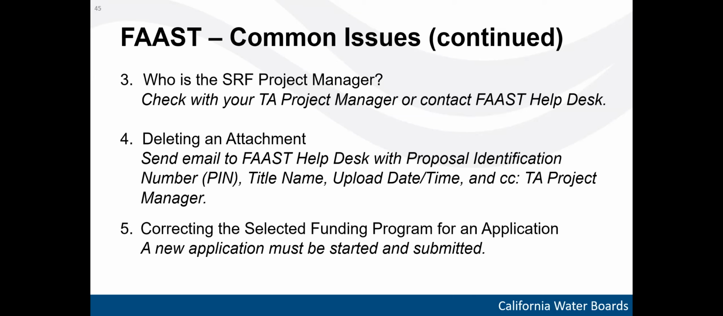Okay, so the fourth common issue is deleting an attachment. Let's say you've uploaded the wrong deliverable, the wrong version, et cetera, to your agreement application, or even to one of the funding applications. You are not able to delete an attachment after the application has been submitted in FAAST. However, you can contact the FAAST help desk with the proposal identification number, the attachment title name, upload date and time, and CC your TA project manager. And then we'll take a look and see if it's something that we can do.